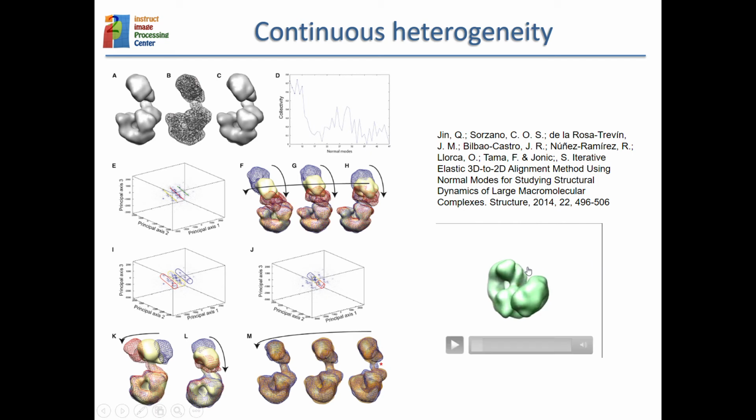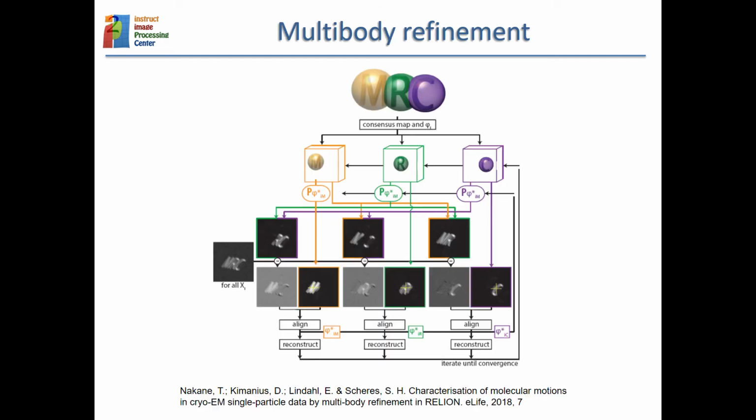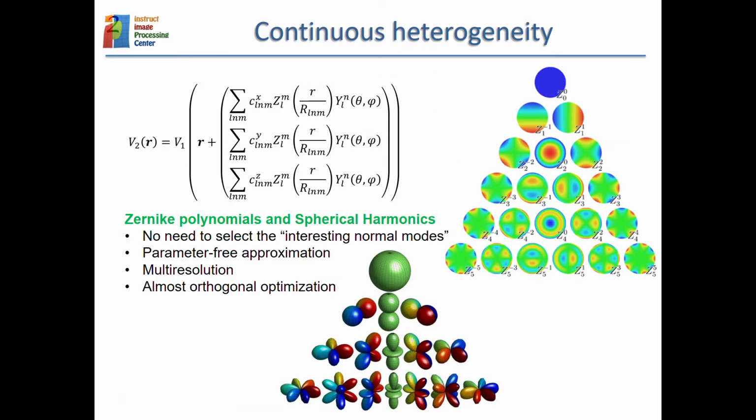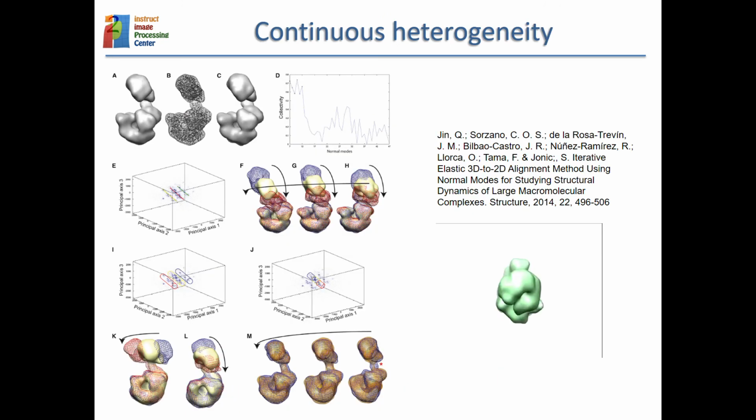That was a drawback in that work, that you had to choose which normal modes you wanted to explore, which can bring a bias in the analysis, and we have extended it now to the use of spherical harmonics to be able to get rid of this user-based decision. But the point is to do the same kind of analysis.